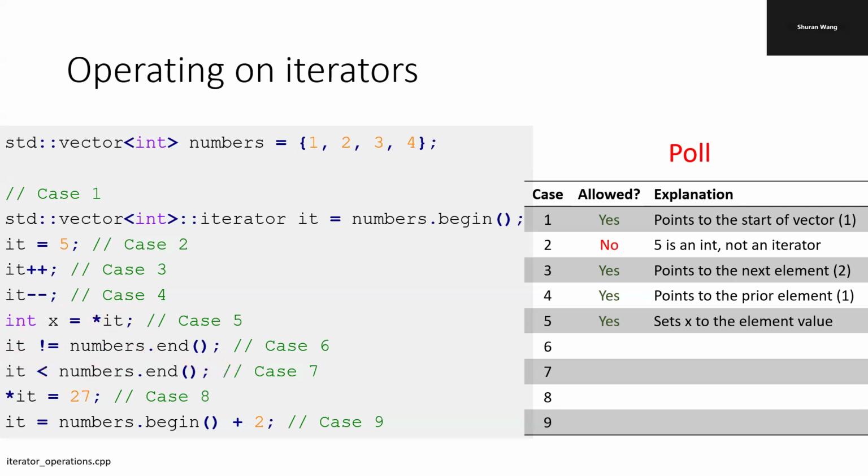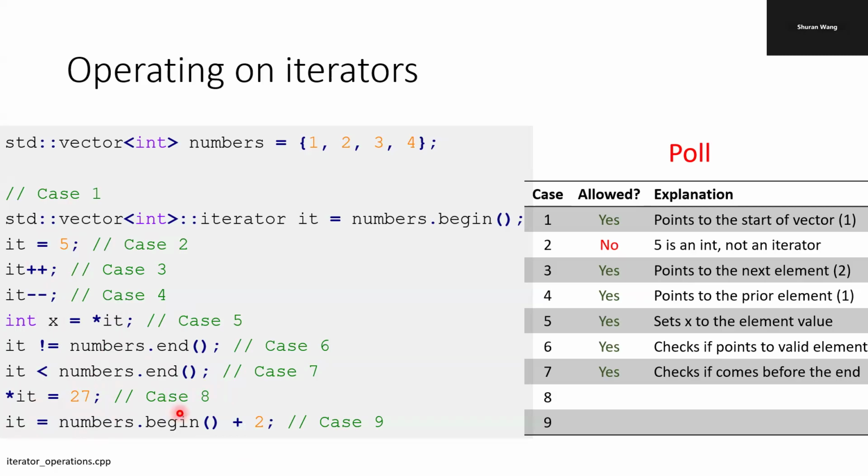Now, this is a condition. We're checking IT not equal to numbers.end(). Who thinks this is allowed? This is still allowed. This will check if the iterator is pointing to any element in the vector, not at the end. Now, IT less than numbers.end(). Who thinks this is allowed? This is still allowed. So up to here, it's very similar to pointers. You can do plus plus, minus minus, dereference, and less than.